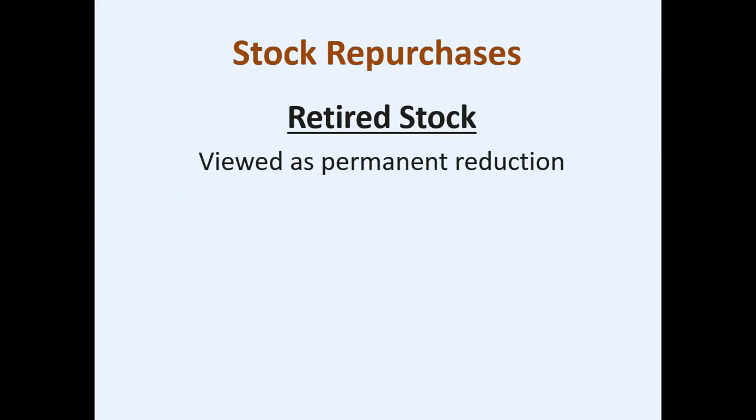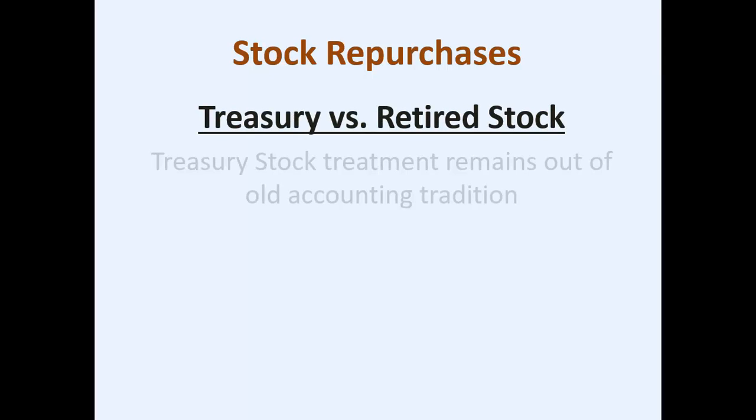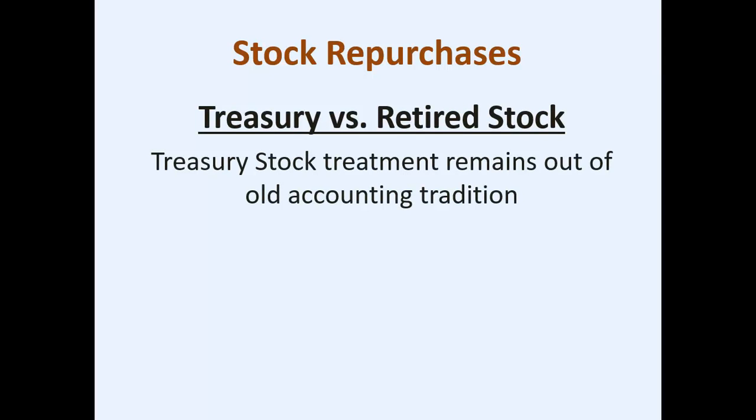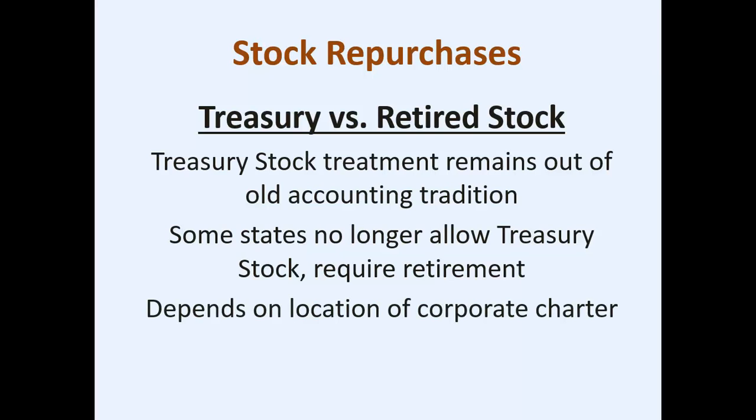Now, retired stock, this is not viewed as temporary. This is viewed as permanent reduction in shareholders' equity. It's treated as if the stock was never issued in the first place. Now, treasury stock treatment remains out of old accounting tradition, and there are actually some states that no longer allow it. So it's going to depend on which state the corporation was incorporated, where they filed their initial corporate charter.